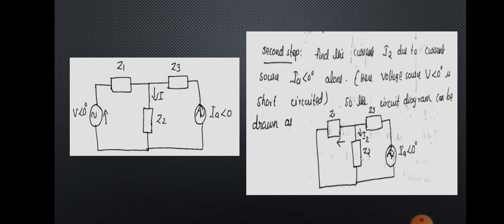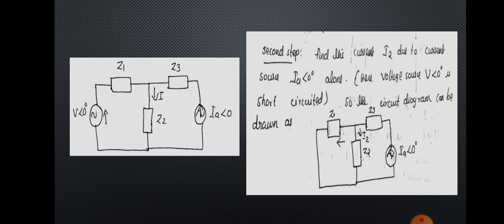Next, we have to find out the effect of the current source, so we are considering the current source alone. In that case, we will short circuit the voltage source. So in the second step, for finding the current I through Z2, we will consider the current source, and here the voltage source will be short circuited, and the circuit diagram is shown in the figure. In the circuit diagram, the current is marked as I2, that is, the current through Z2 due to the effect of the current source alone, and we can find the current through Z2 by using the current division rule.